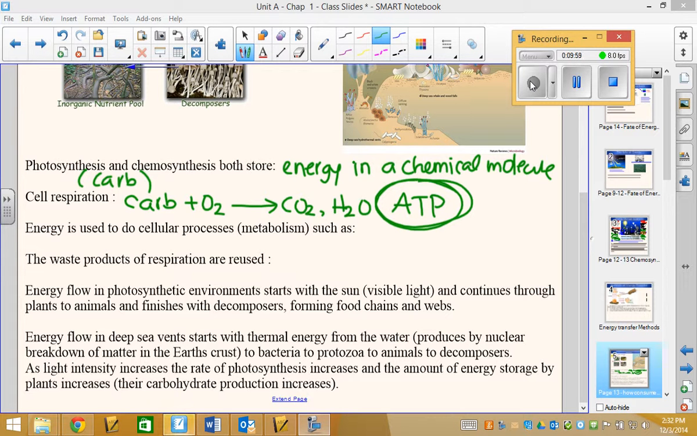So whether it started with the sun or with a chemical, photosynthesis and chemosynthesis are both storing energy in a molecule. The molecule is a carb. In cell respiration, that carb plus oxygen for living organisms will produce CO2, H2O, and of course ATP. Now this energy, this ATP, is used to do cellular processes. So in any living organism, whether it has one cell or many cells, there are processes that need to happen. So I'll just give you a few examples.